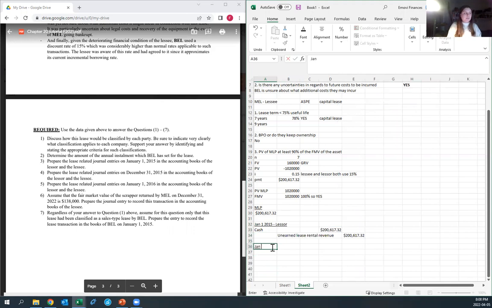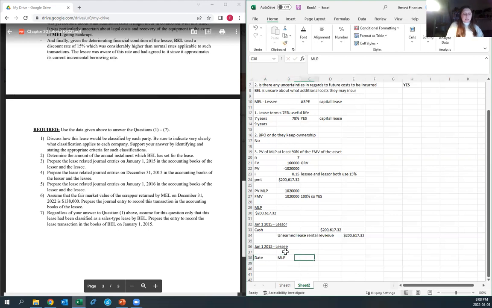On January 1st, 2015, for the lessee, it's a capital lease. So they're going to have to record an asset, and they're going to have to record an obligation, and they have to record their payment of that obligation on January 1st. If we do the table, it's not really required, but we could do the table just for fun.